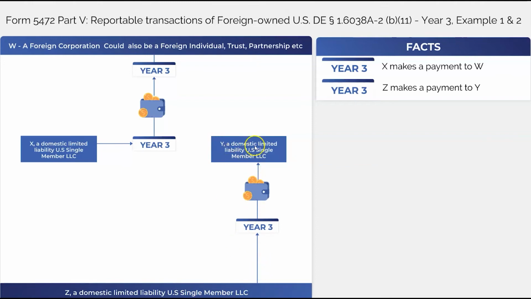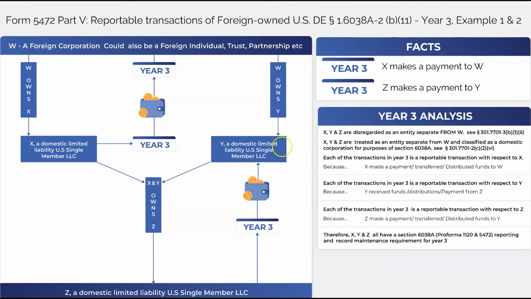So you could see that there's going to be a duplication of reporting, and one would ask, why can't all these companies consolidate their reporting because they're owned by one person? But the IRS does not like it. The IRS is saying that each of these entities needs to file 5472 separately. You cannot file a consolidated return. So in this case, you would have Z filing and reporting the payment it made to Y, and then Y will also file and report the payment it received from Z. So there's going to be some duplicative reporting here.